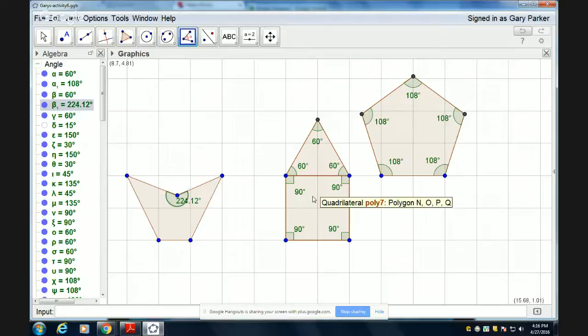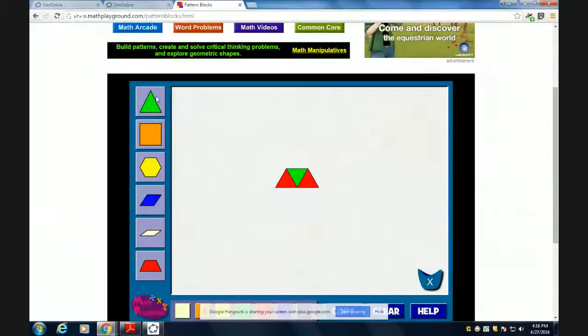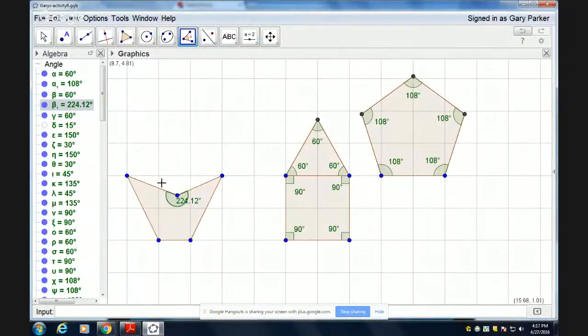Number 2, use the pattern blocks to construct a convex heptagon. So the pattern blocks are these guys right here. So we want to stick a bunch of these guys together so we get a 7-sided figure that's convex, not concave, and has exactly 7 sides. Yeah, so again, back to this. This one caves in on itself, so that's called concave. This is convex because it never caves in on itself. So all of the interior angles have to be less than 180 to be convex.